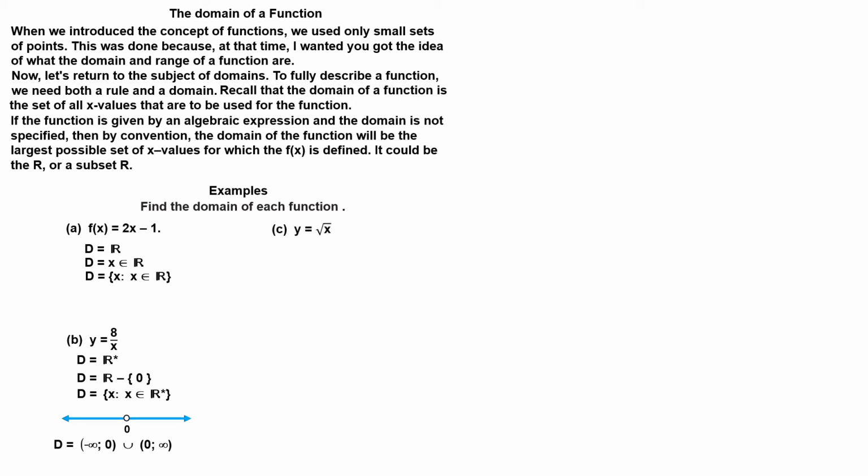Look at example C. We cannot take the square root of a negative number, so we must have x greater than or equal to 0. The domain is the set of all x values that belong to the real numbers, such that x is greater than or equal to 0. We could represent the domain on a real number line and use interval notation.